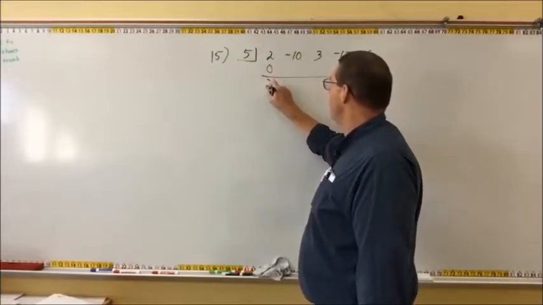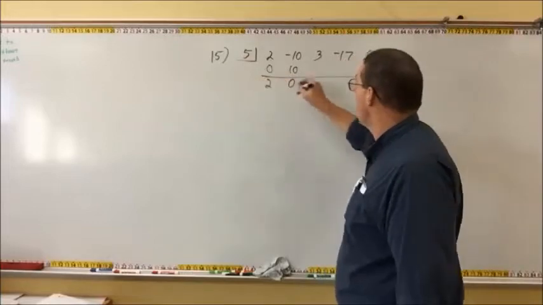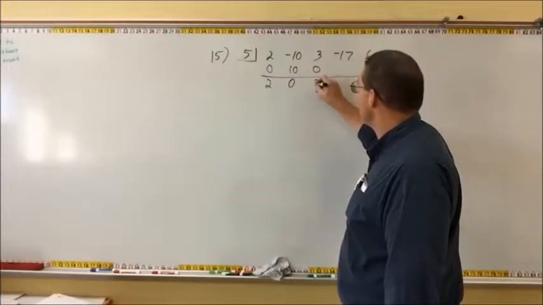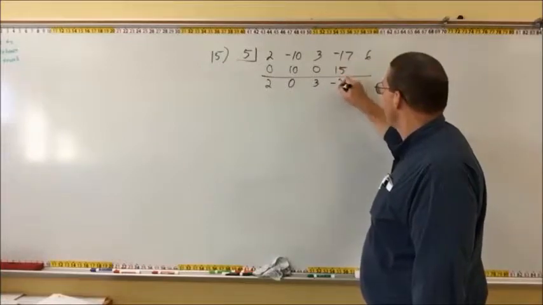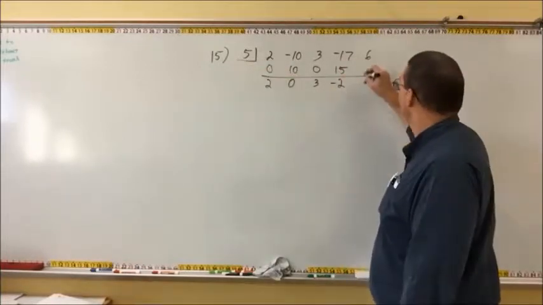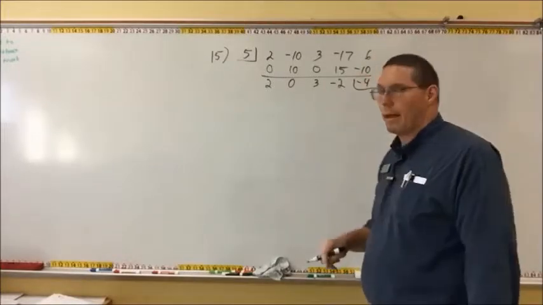2 plus 0 is 2, times 5 is 10, minus 10 is 0. 0 times 5 is 0. 0 plus 3 is 3. 3 times 5 is 15. 15 minus 17 is negative 2. Negative 2 times 5 is negative 10. Plus 6 is negative 4, so we have a remainder.